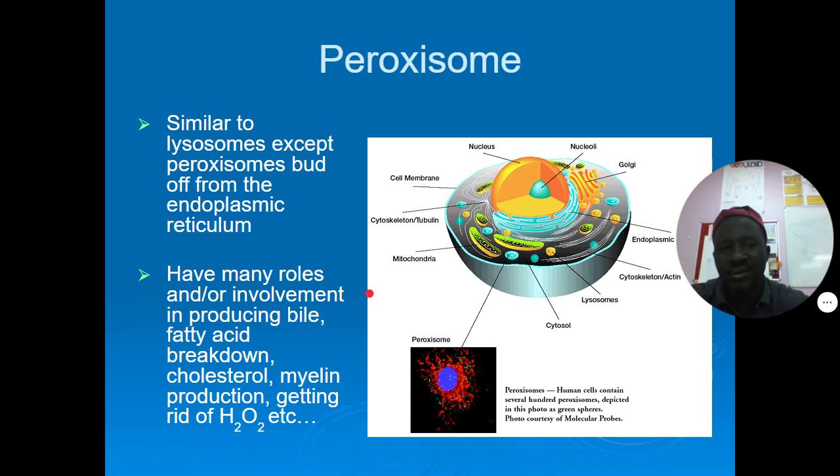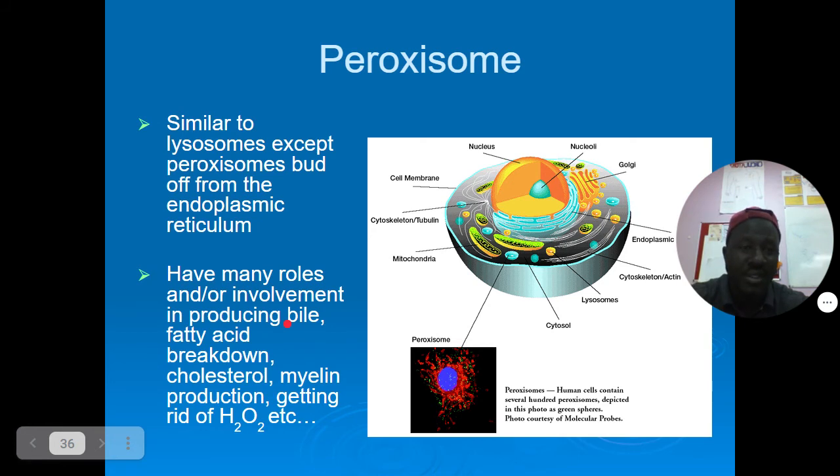Peroxisomes, I've just talked about them. They are similar to lysosomes, except peroxisomes bud off from the endoplasmic reticulum and have many roles. They are involved in producing bile. So peroxisomes are enzymes. They produce bile. They are found much in the liver. They produce bile, fatty acid breakdown, cholesterol, myelin production, and getting rid of water. So they have many roles.